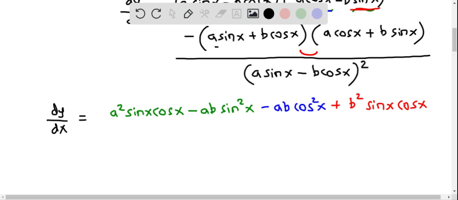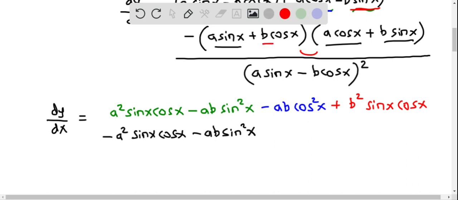So first, let's consider this a sin x with a cosine x. We multiply them together. So when you do that, since we have a negative in front, we will get negative a squared sine x cosine x. Now let's consider this a sin x and multiply with this b sin x. So it will be ab sine squared x, but since we have a negative, it is negative ab sine squared x. Now let's consider this b cosine x multiply with a cosine x. So it's going to be ab cosine squared x. But we have to put this as negative. So it is negative ab cosine squared x.